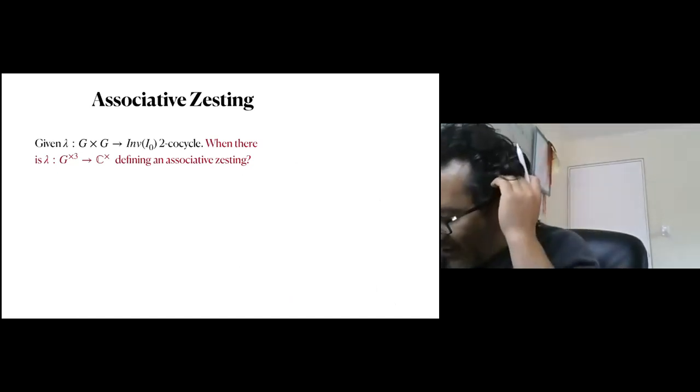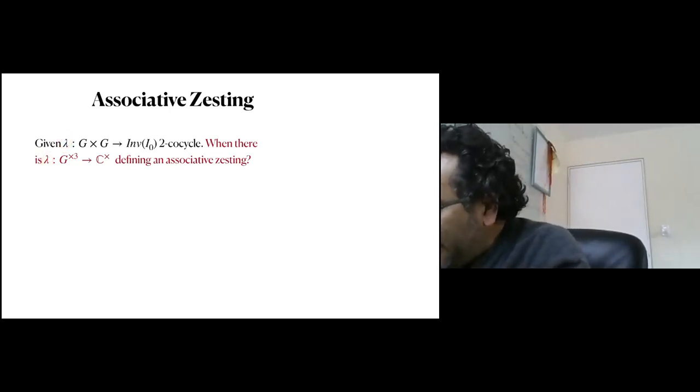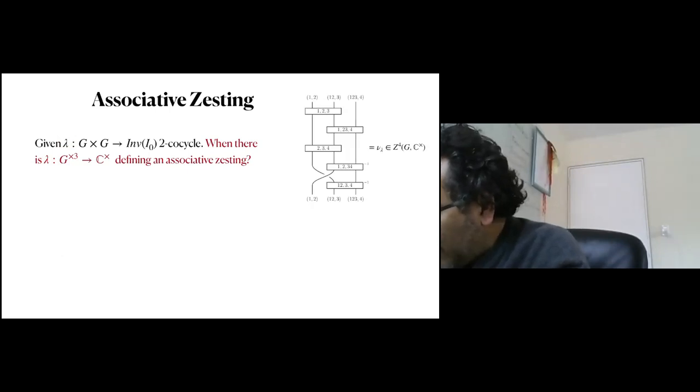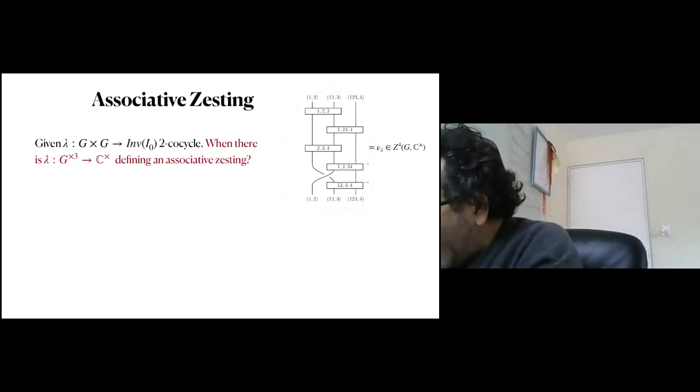Now, here appears a natural question. Suppose that you have an arbitrary two cocycle. When is there a three cochain such that these two maps, this lambda and this lambda, define an associative Zesting? Well, the answer to this is given by a four cocycle that you can define using this picture. I mean, at the end, this is a map that goes from one simple object to another simple object that depends on four elements of your group. So that defines a four cocycle.